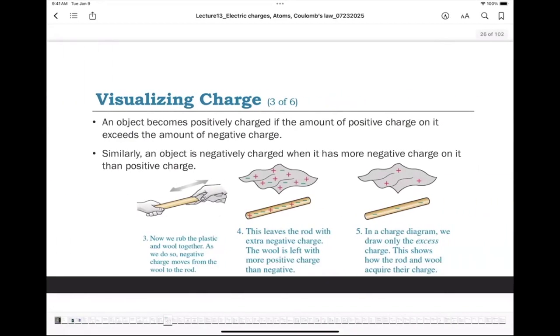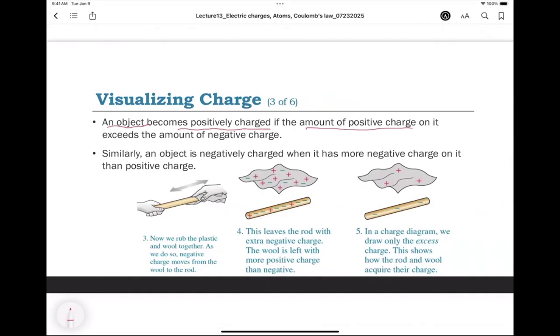An object becomes positively charged if the amount of positive charge on it exceeds the amount of negative charge. Similarly, an object is negatively charged when it has more negative charge on it than positive charge. Does that make sense to you?